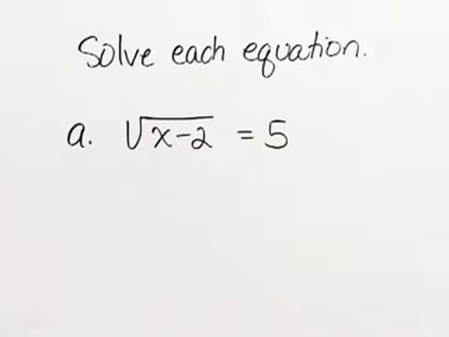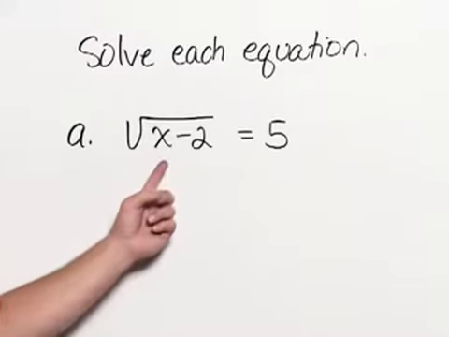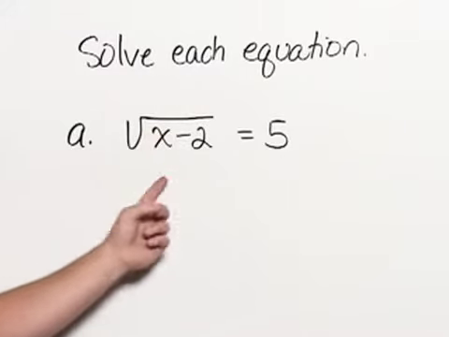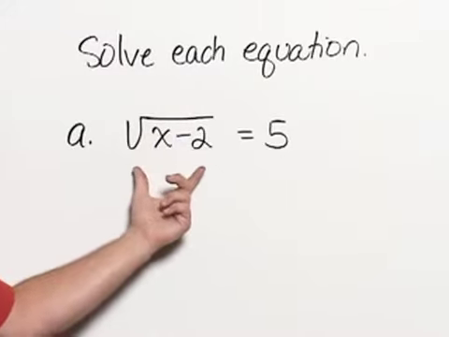In the next series of problems, we will solve equations that involve radicals. Solve each equation. For part A, the square root of x minus 2 is equal to 5. Well, this involves a radical. It's already isolated, that is, it's on one side of the equation.